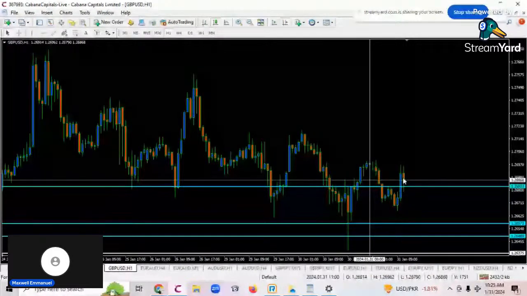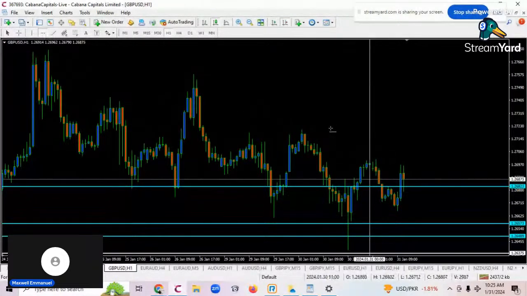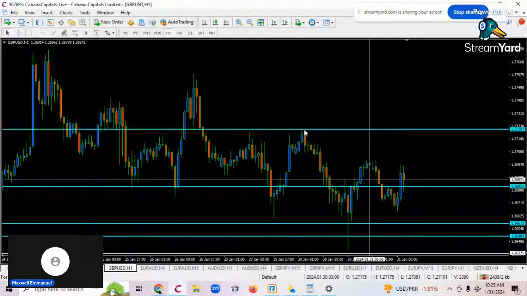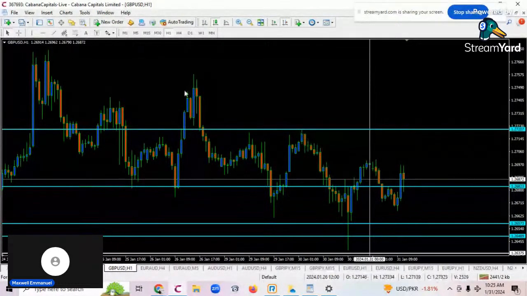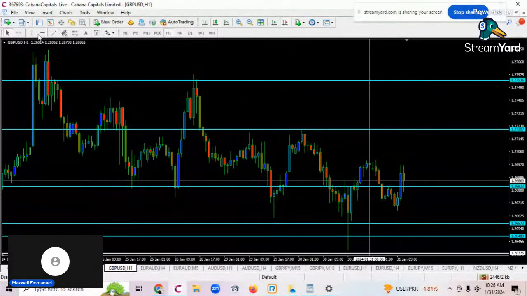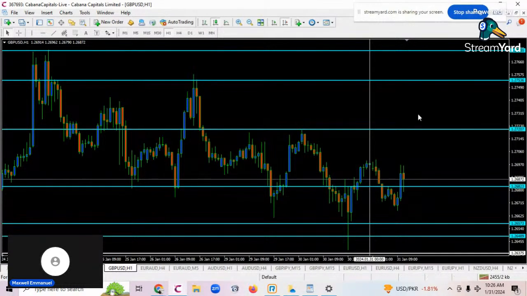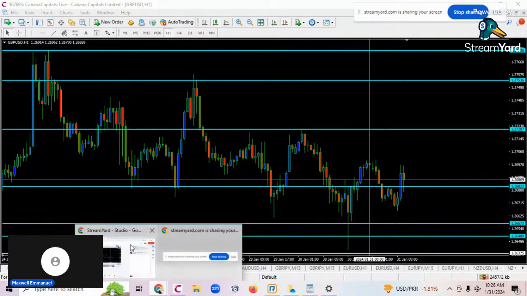So if you're buying GBP USD, you have several areas of liquidity on GU. Your TP could be at this level. It could also be at this level. It could be at this level. Technically, GBP USD is bullish. My bias on GBP USD is bullish. I think we are expecting major news.